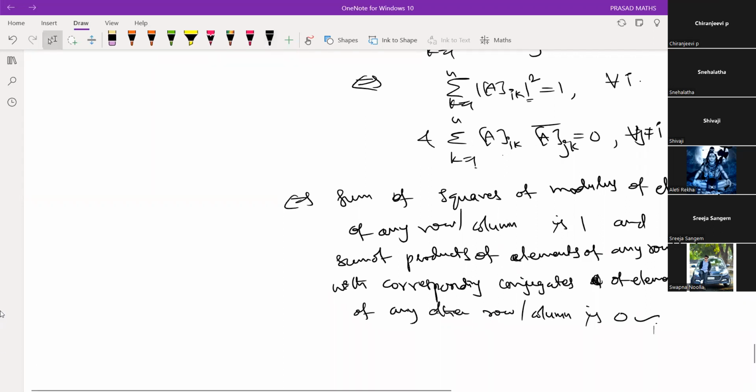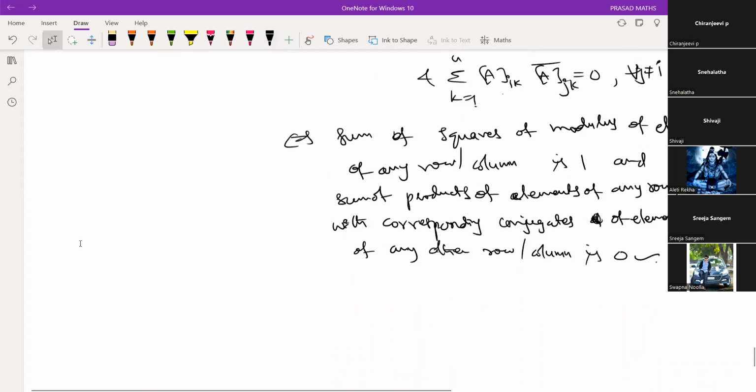Right? This is the definition. The sum of the squares of the moduli of the elements of any row is 1, and the sum of the products of elements of any row with the corresponding conjugates of elements of any other row is 0. This is a definition actually.